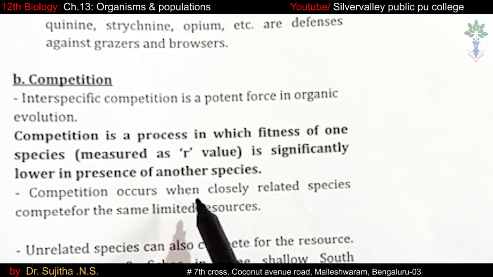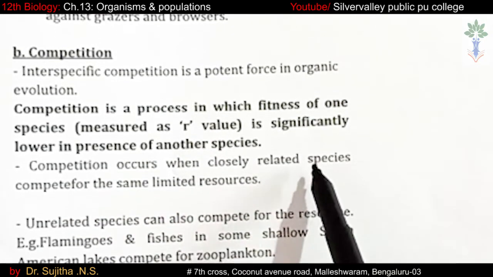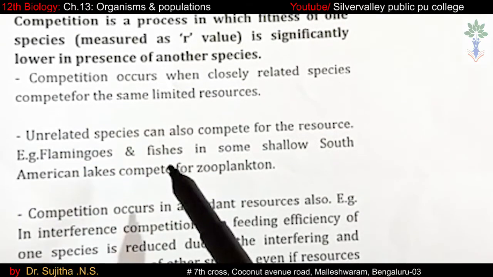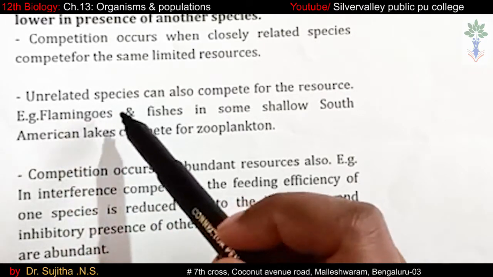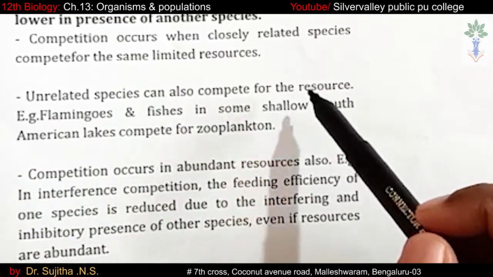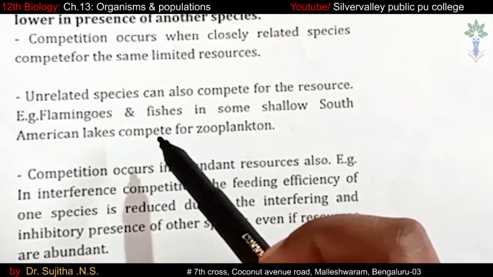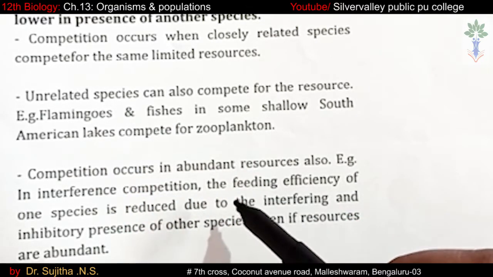Competition occurs between closely related species as well. They compete for the same limited resources. Even unrelated species also compete for resources. For example, flamingos and fishes compete for zooplankton.